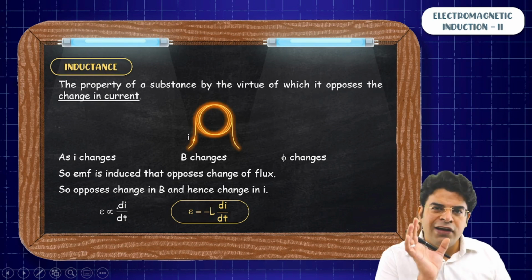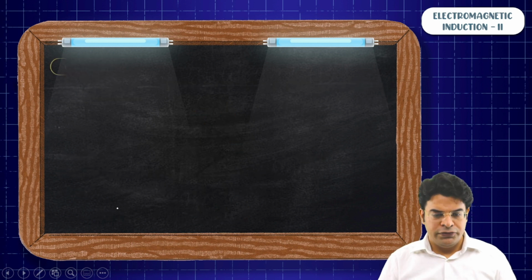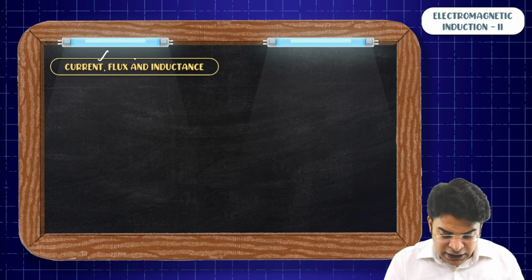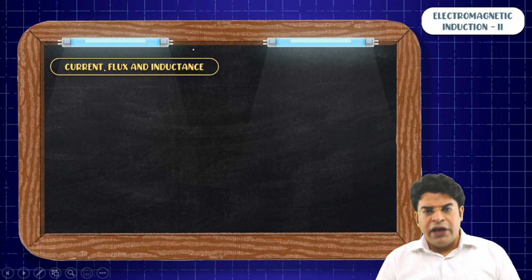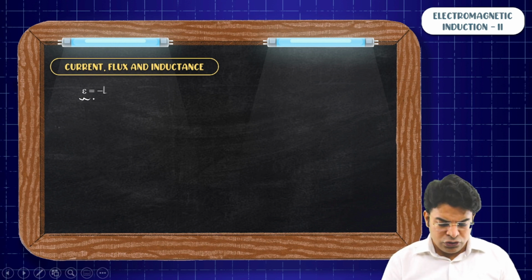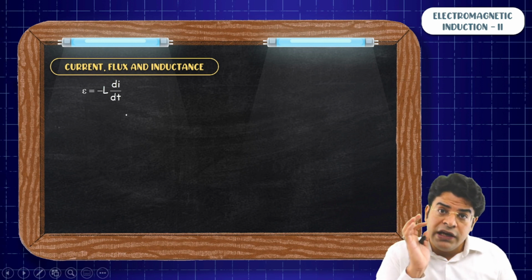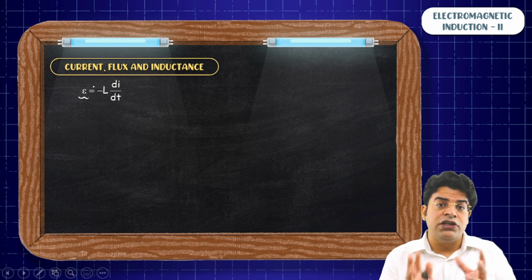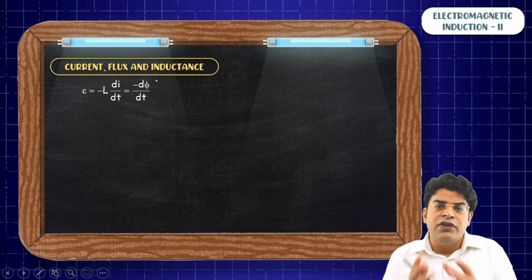So now we will learn an important correlation to determine inductance of different bodies. So the relationship between current flowing, the flux linked, and the inductance. We have just learned that the EMF induced in the coil equals minus the inductance of the coil times the rate of change of current with respect to time. And from Faraday's law, we already know that the EMF induced in the coil is nothing but minus the rate of change of magnetic flux linked with it with respect to time.